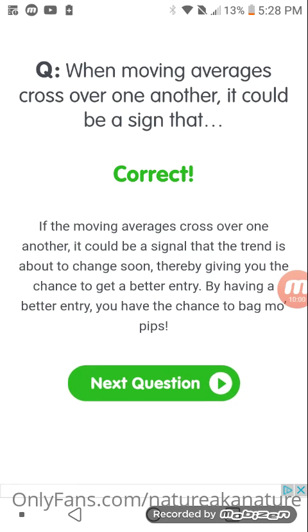When you see a moving average crossover on top of resistance, best believe you want to get in for sells. Same thing with a moving average crossover on support: if there's support, get in for buys, because a moving average crossover is a signal that a trend is about to change soon, giving you a chance to get a better entry. By having a better entry, you have a chance to bag more pips.